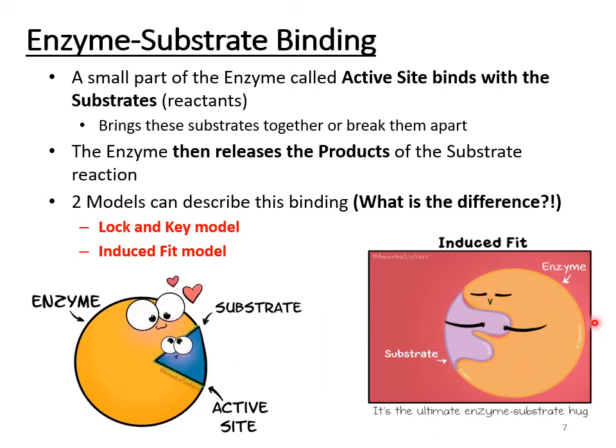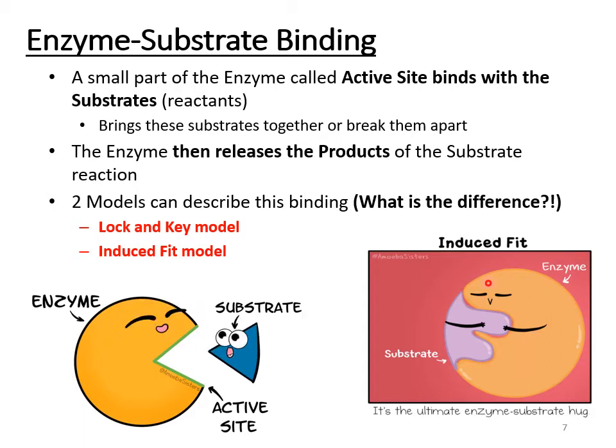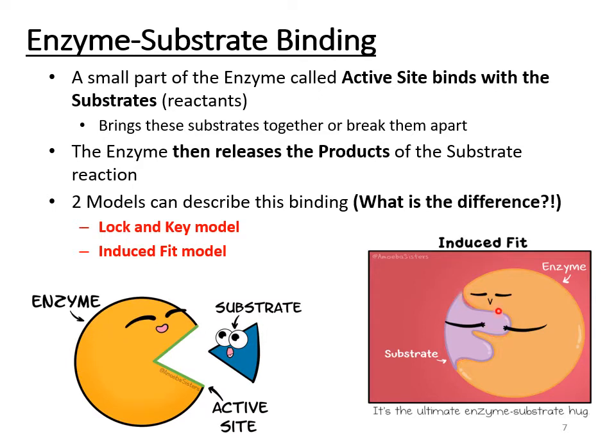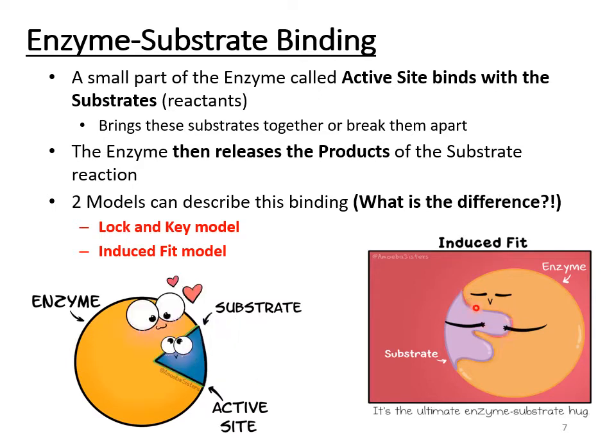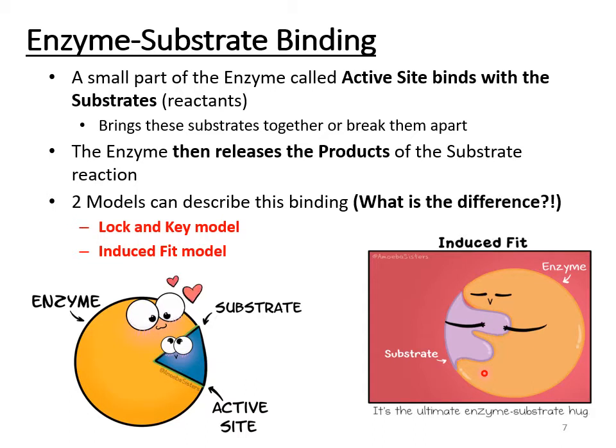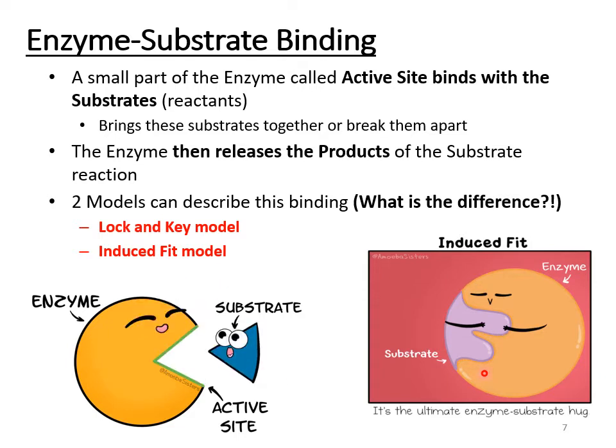And so this big glob of an enzyme, you notice it starts off having these gaps because the active site was not a perfect fit for the substrate. And instead, what happened was that the active site underwent a slight change in shape to better fit the substrate.